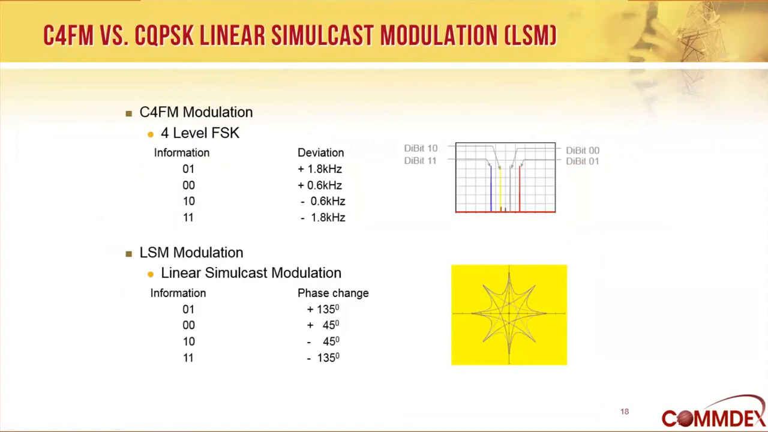So this is a comparison of some of the characteristics of C4FM versus LSM. C4FM does its thing by shifting 4 different frequency levels, and CQPSK or LSM does its thing by shifting the 4 different phase positions. So there are 2 different ways of accomplishing the same thing, which is carrying 2 bits of data for every symbol.